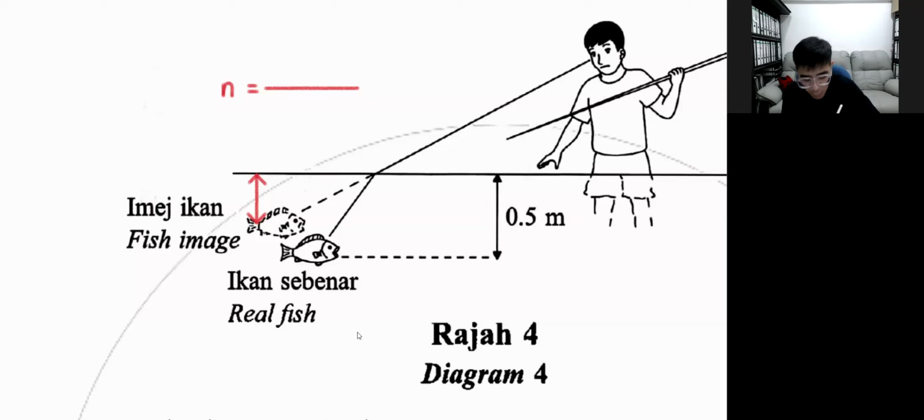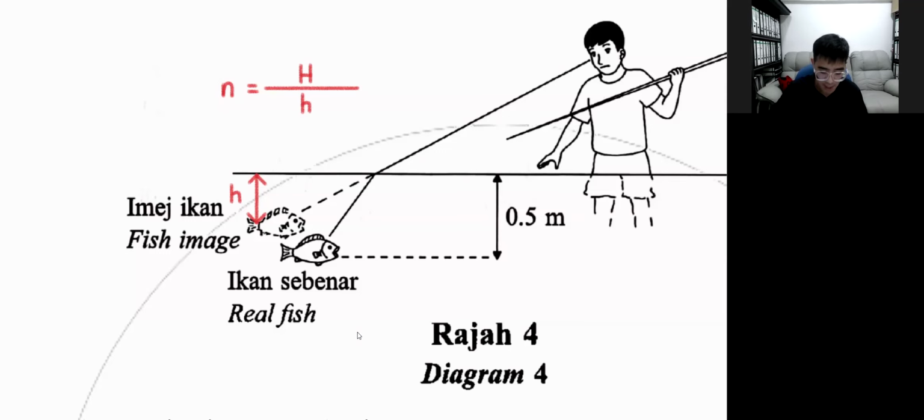But in this question, you have to use the depth formula. Remember, you have to use the real depth of an object in the liquid divided by the apparent depth. Apparent depth means the fake depth, the depth that you thought it is. For example in this question, the depth of the image of the fish is the apparent depth, the depth where the person thought the fish was. So that one is the fake depth. We call it apparent depth.